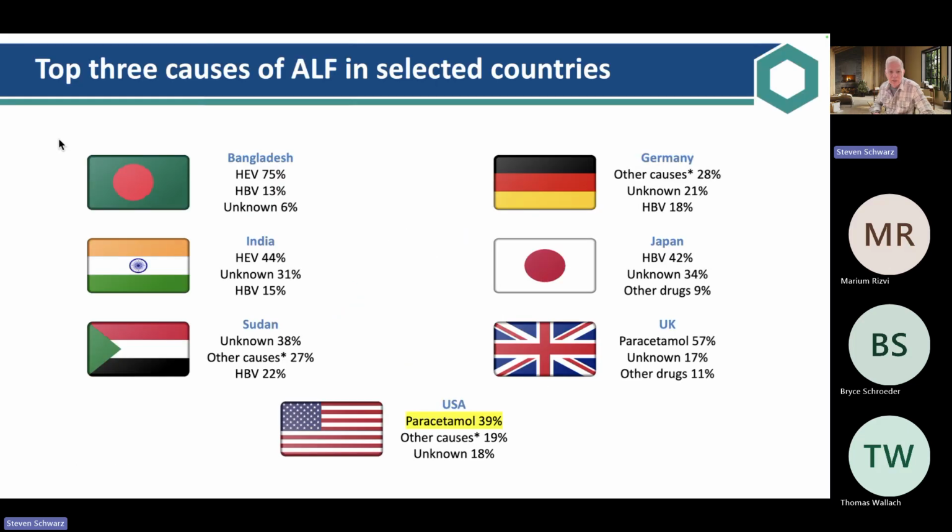So if you looked at what the common causes of acute liver failure in selected countries, they're shown here, and it's absolutely right. It's paracetamol in the USA. 40% of known causes of ALF are due to paracetamol in the U.S. In other countries, they're the hepatotropic viruses, hepatitis E, hepatitis B, so only in the U.S. and the U.K. does acetaminophen take the top spot.